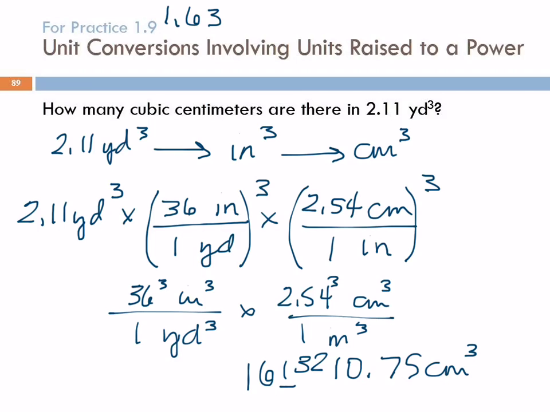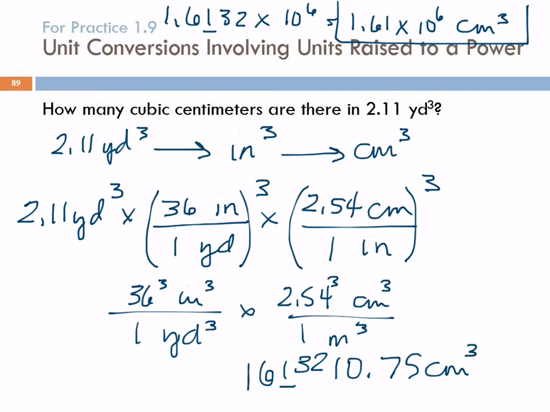1.6, 1, 3, 2, oh, that's plenty, isn't it? Times 10 to the, right here, 1, 2, 3, 4, 5, 6. And I want to keep this, so I'm going to say this is 1.61 times 10 to the 6 cubic centimeters, because 1.6 million cubic centimeters is very different than 161 cubic centimeters.